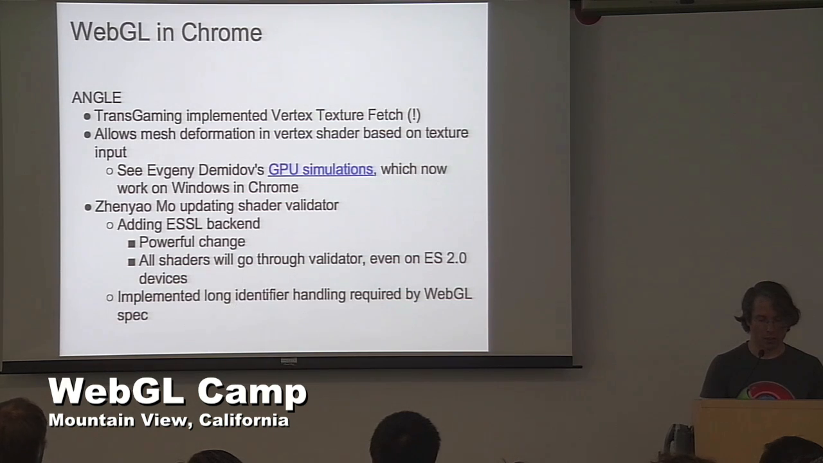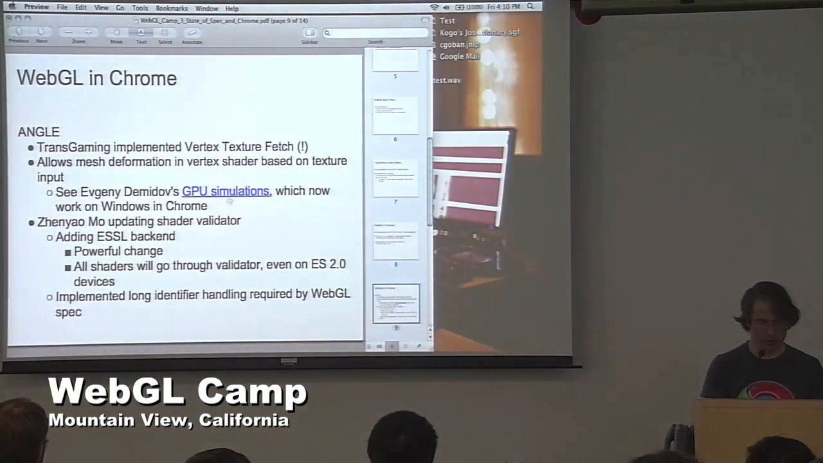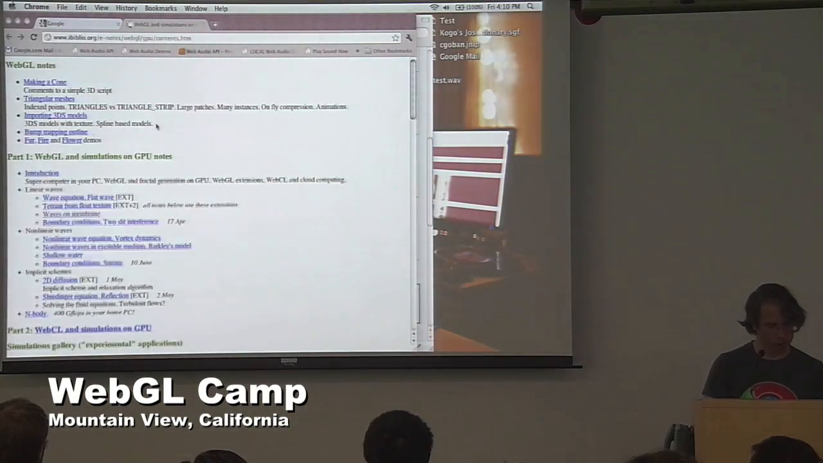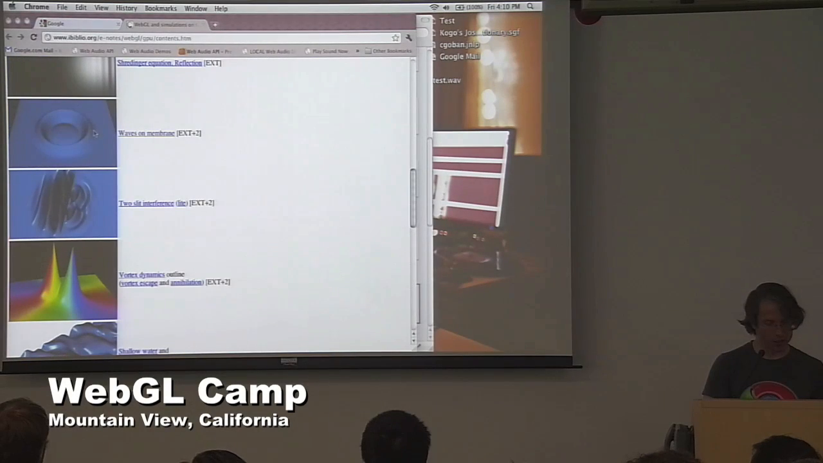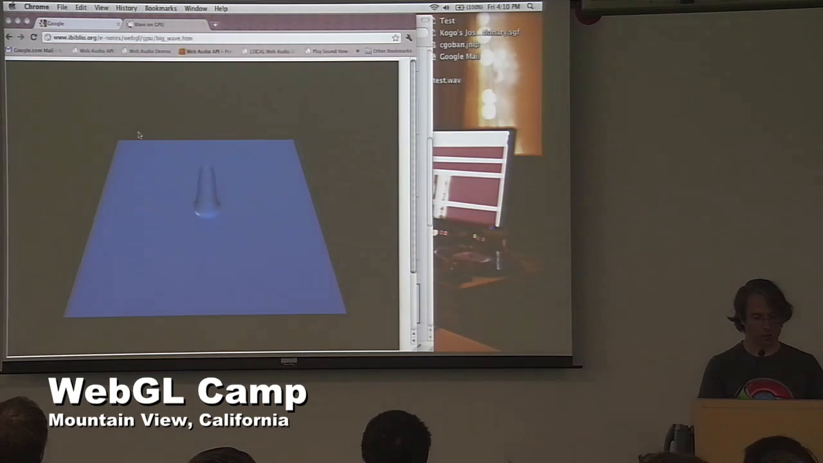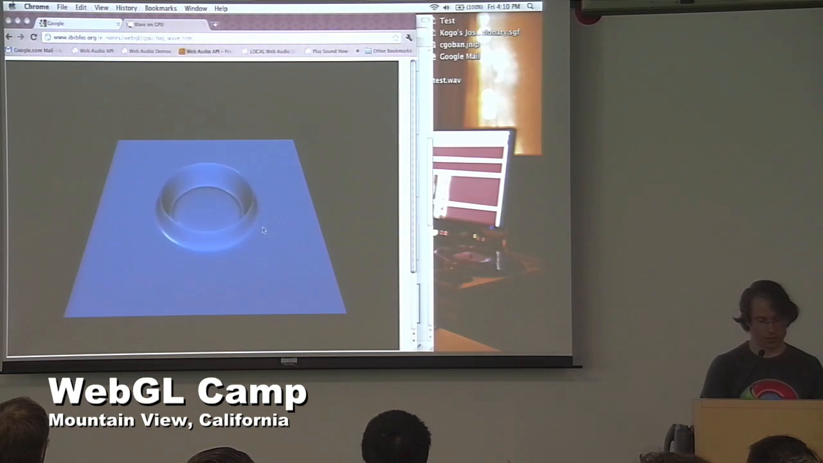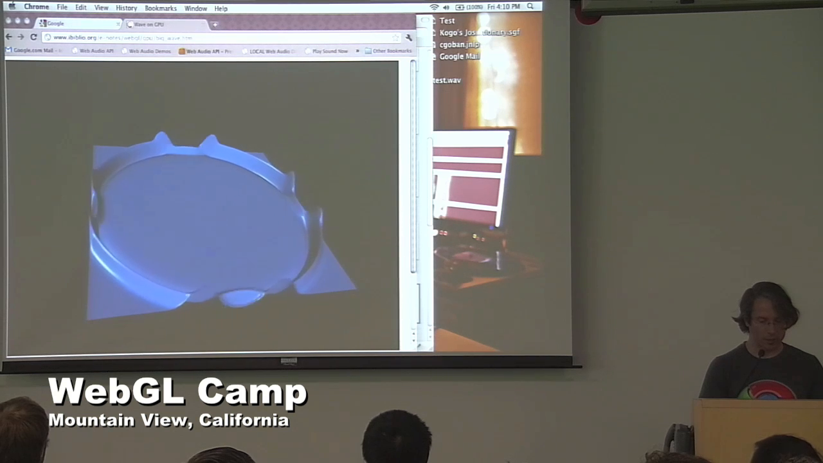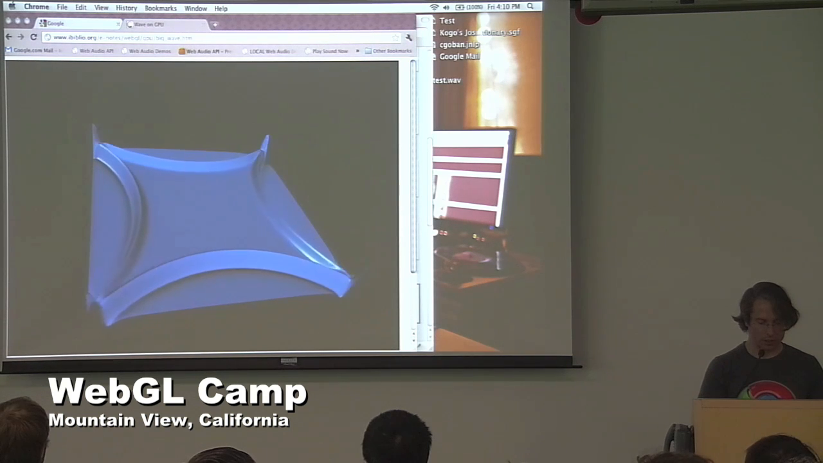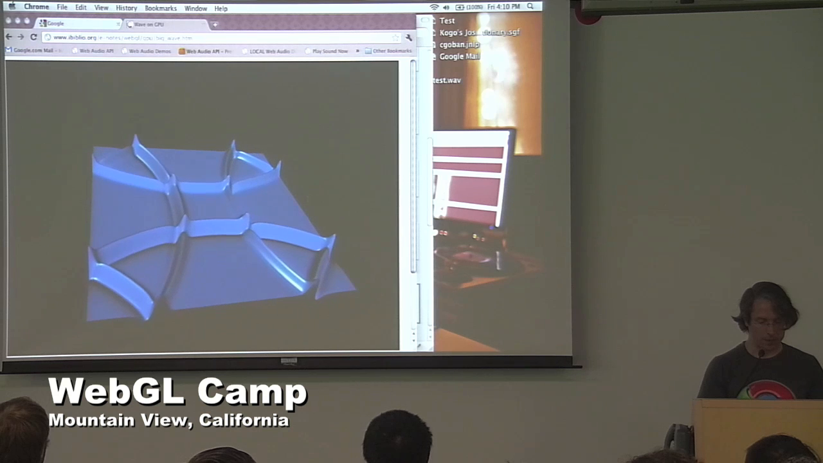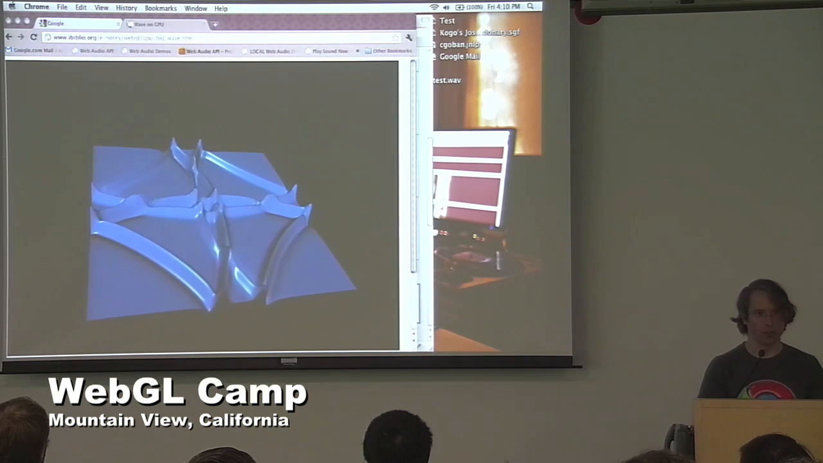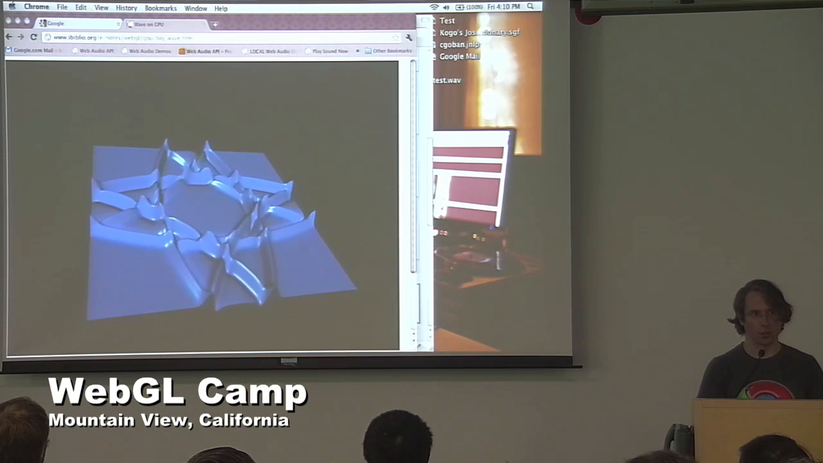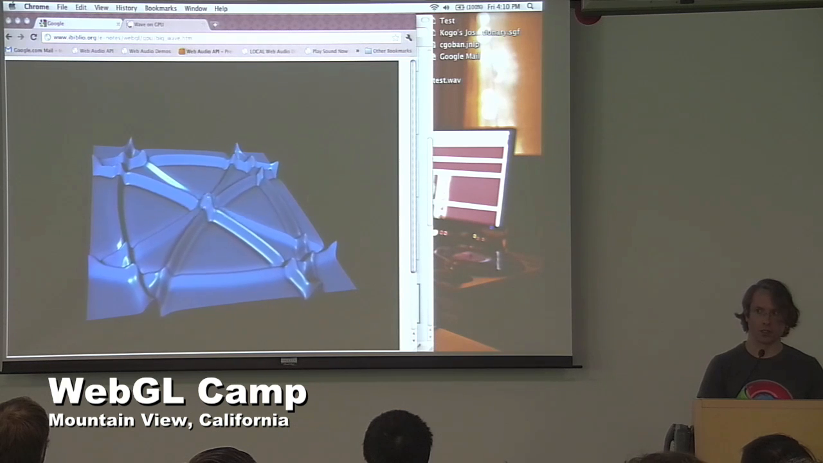Let me show you a pretty cool demo here. So check this out. This is a physics simulation that is run on the GPU. All right, so this is a wave simulation done by Yevgeny Demidov in somewhere in Russia, not sure exactly where. And the entire simulation is run on the GPU. It's run using WebGL. It's using floating point textures to represent the state of the simulation.